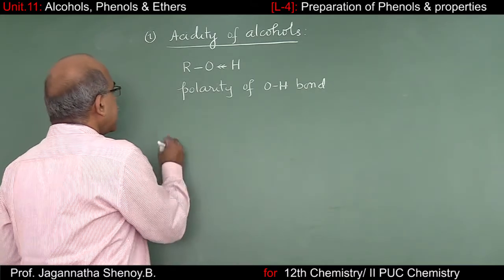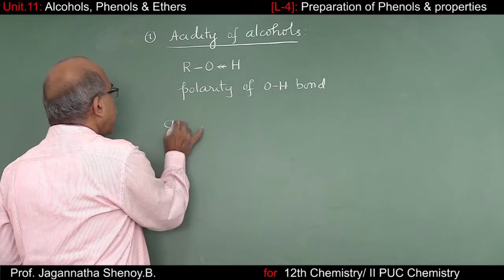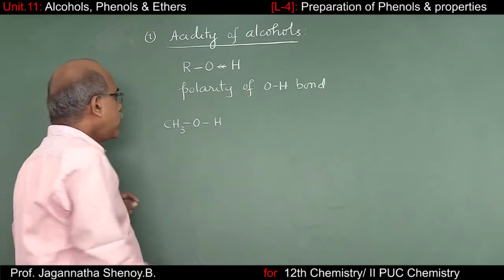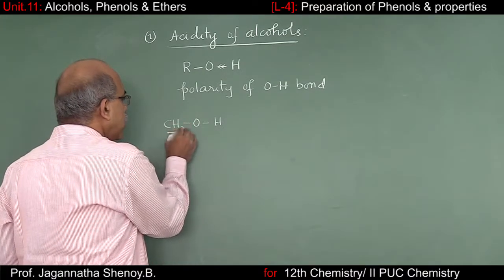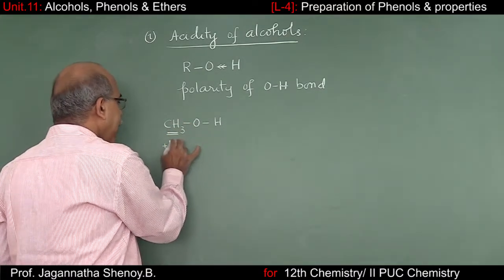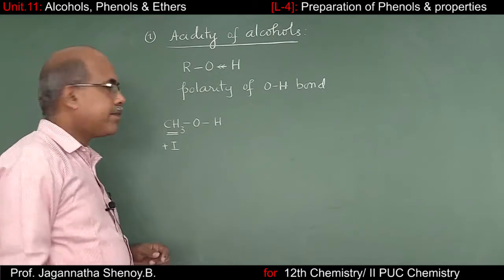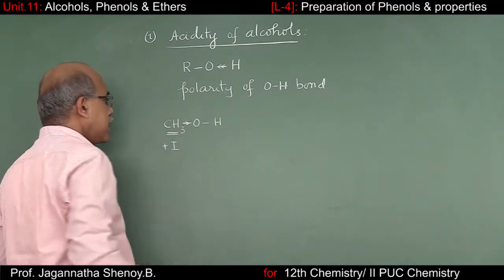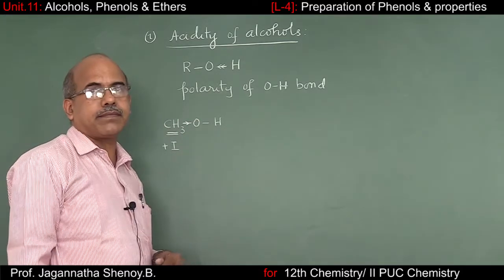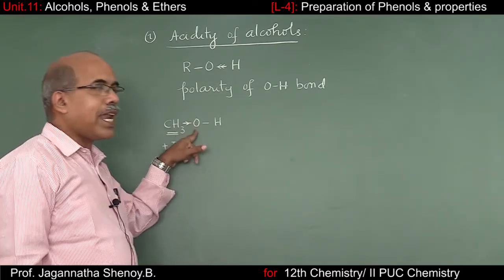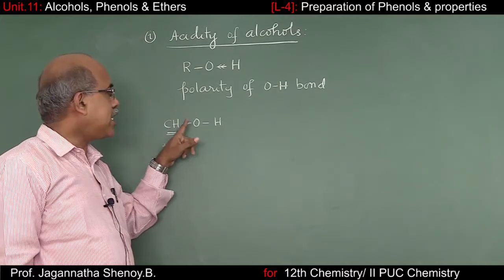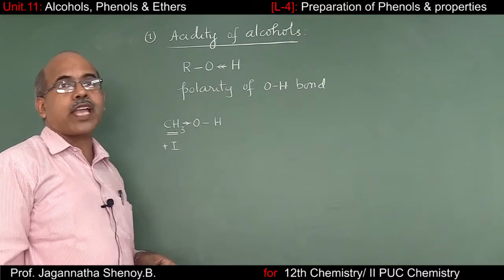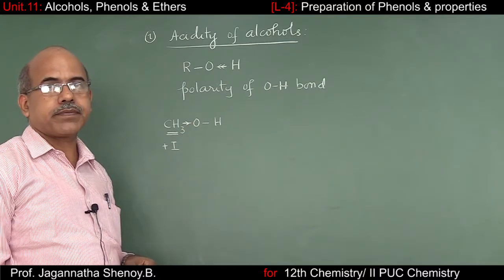First, I will consider methanol. So, when I say methanol, CH3OH, you know that there is one methyl group. This methyl group will exert plus I effect. So because of plus I effect, electron density is given towards the oxygen atom. As a result, what happens to the electron hunger of oxygen? It is reduced. Or in other words, the polarity of the OH bond is reduced.